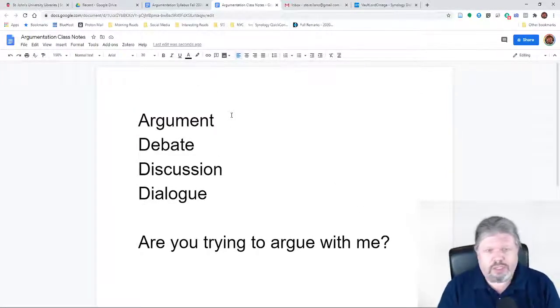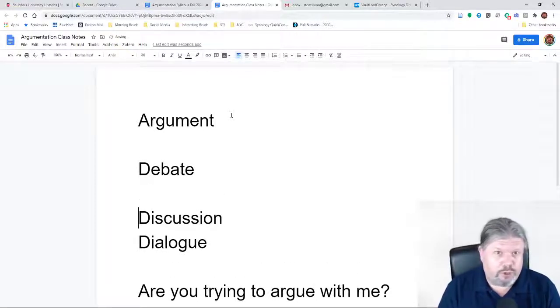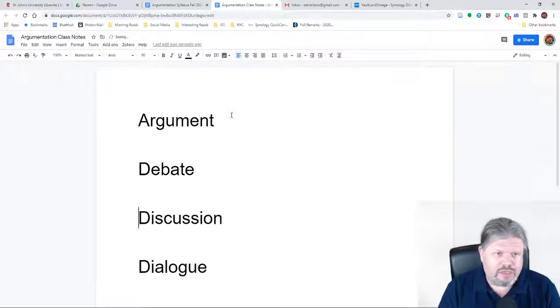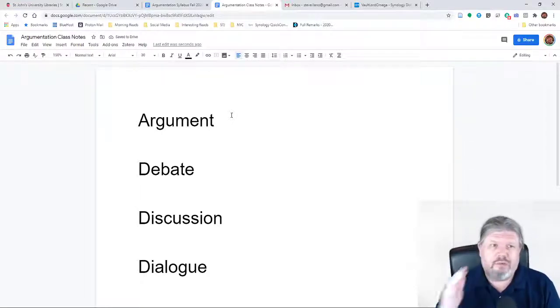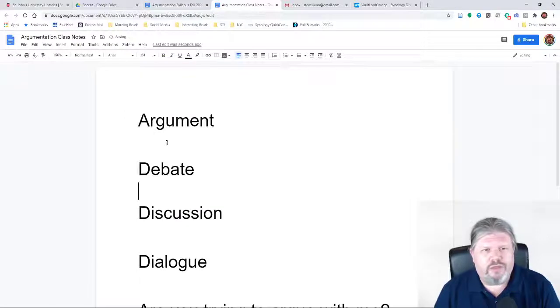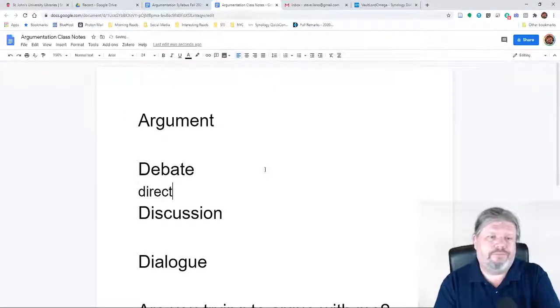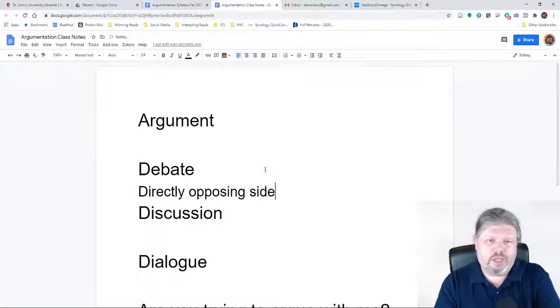Well, I don't know what you might say, but for argument, that's kind of the big spoiler. That's the whole class. So maybe we'll do that one last. What's unique about a debate? What stands out about a debate? What makes a debate different from these other forms? Well, usually in a debate, you have directly opposing sides.